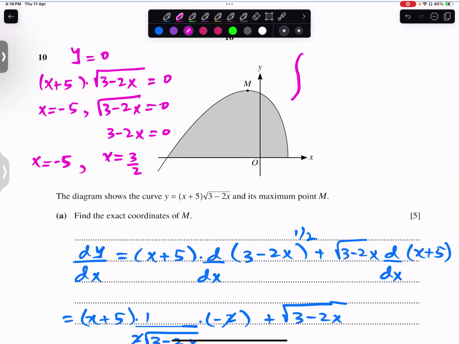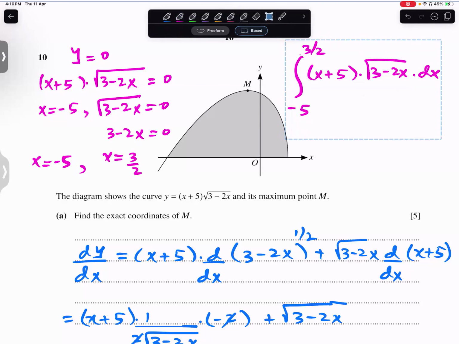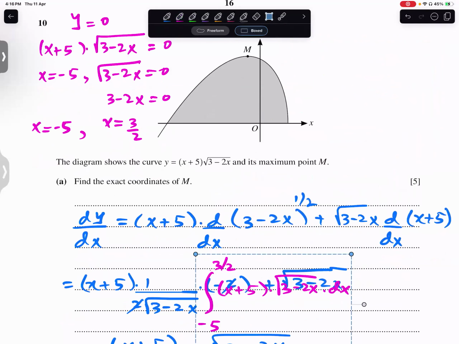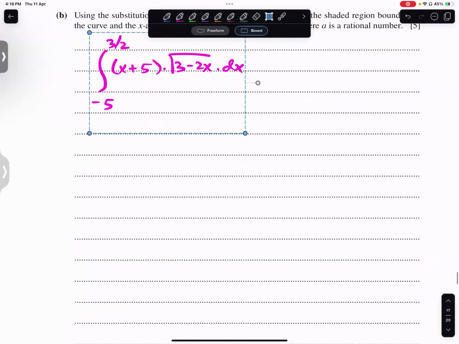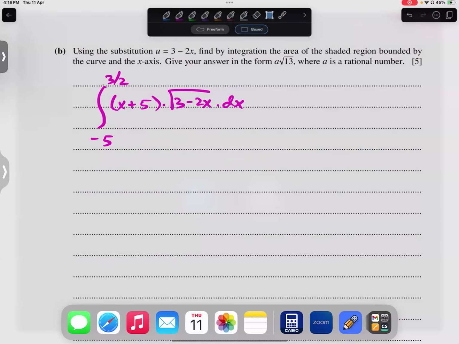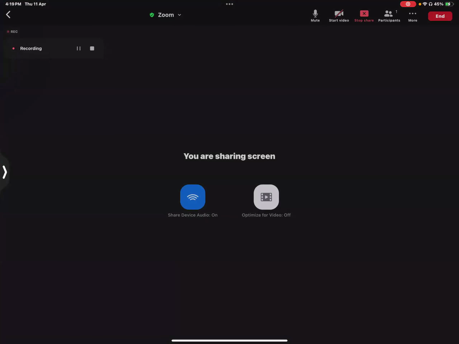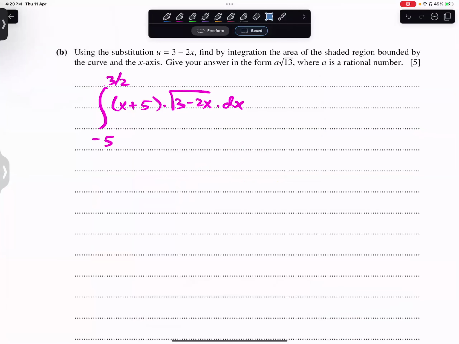And now the area integral is minus 5 to 3 by 2 times x plus 5 into under root 3 minus 2x dx. Student, this is my area integral. Let me copy this integral. This is my area integral, okay? And now, so student, this is my area integral.